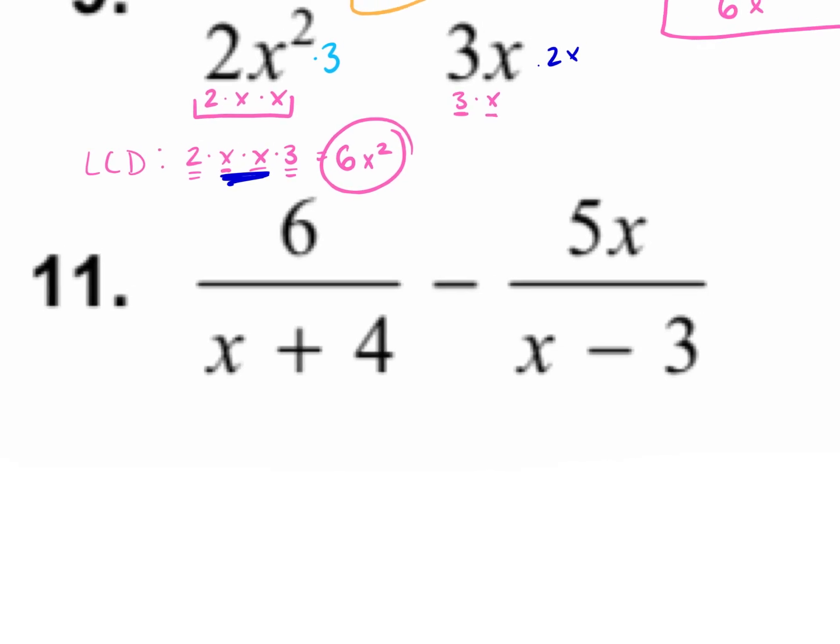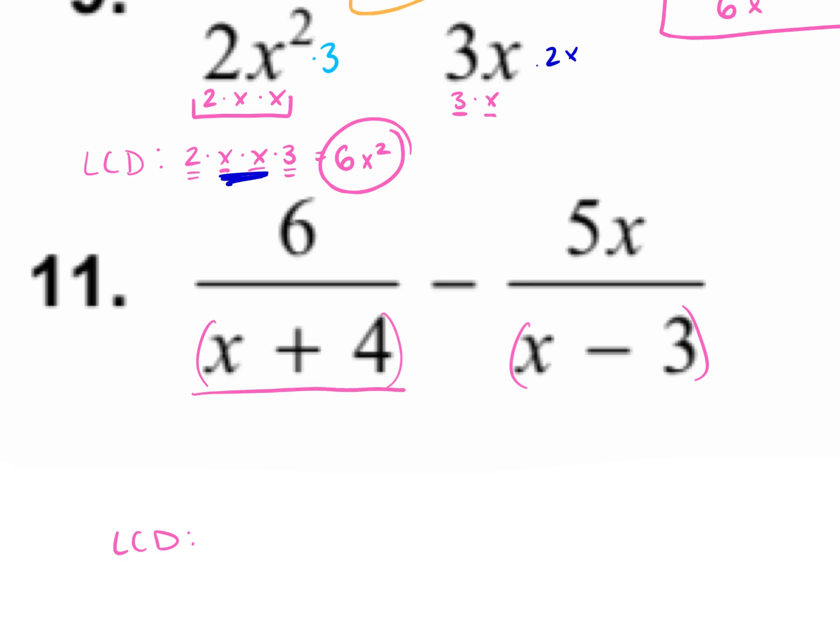Let's do number 11. So we want to start by finding the least common denominator. So our first denominator is x plus 4. Can that be factored anymore? Nope. So it's just x plus 4. And then the second one is x minus 3. Can that be factored anymore? No. So we start by listing our first denominator, all the factors there, which is just x plus 4. And then I also need to make sure I have x minus 3 on the list. Do I already have x minus 3 on the list? Nope, so I have to include it, x minus 3.